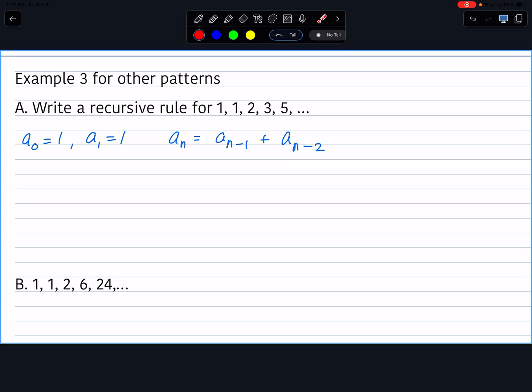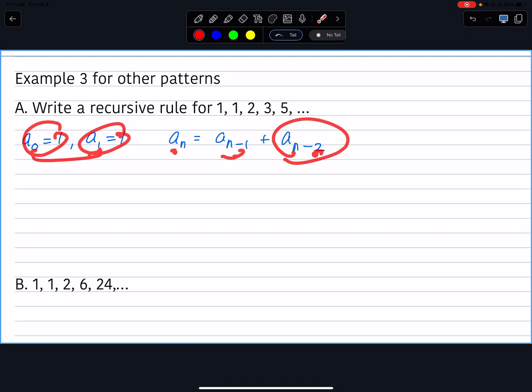So is that the final answer? Yep, this is our final answer. We've got our first two terms. It says in order to find the next one, we take the previous term. So A1 was this. We take its previous term, 1, add them together, 1 plus 1 is 2. We can keep on going.